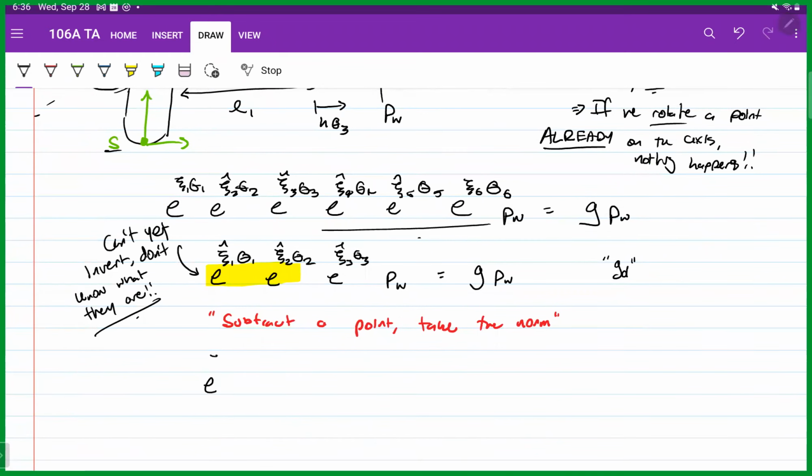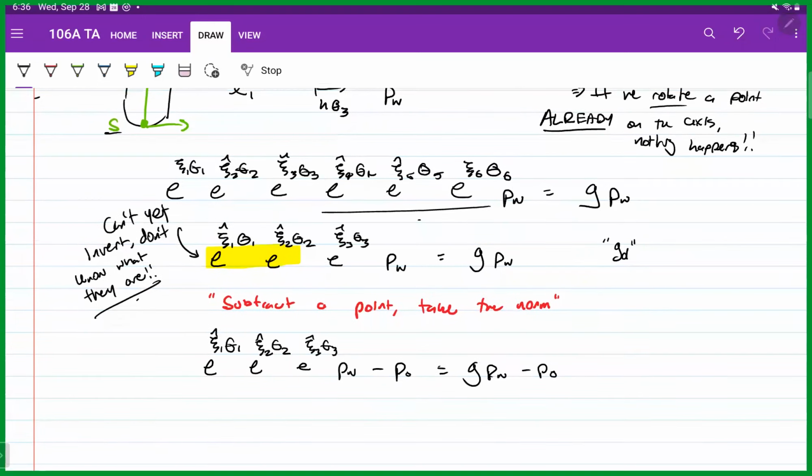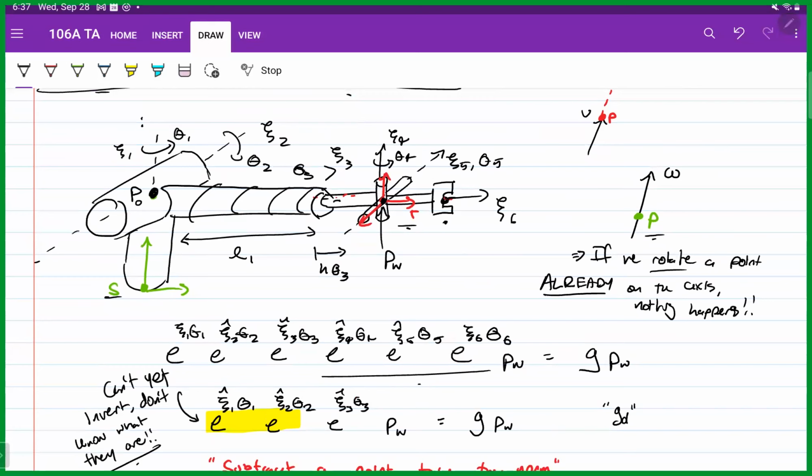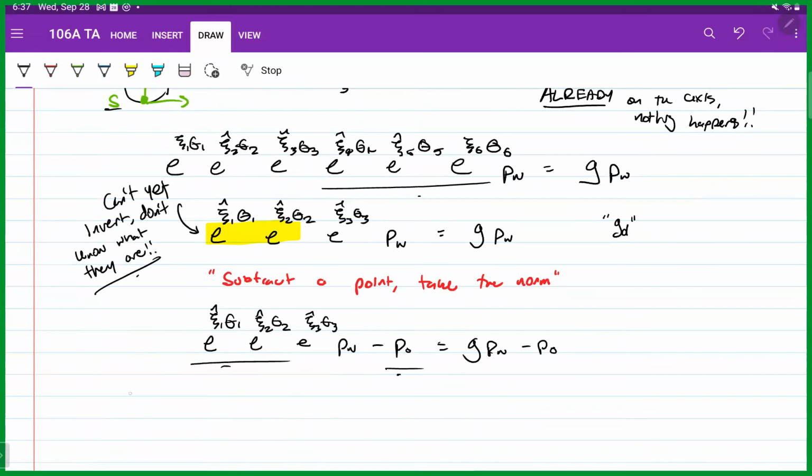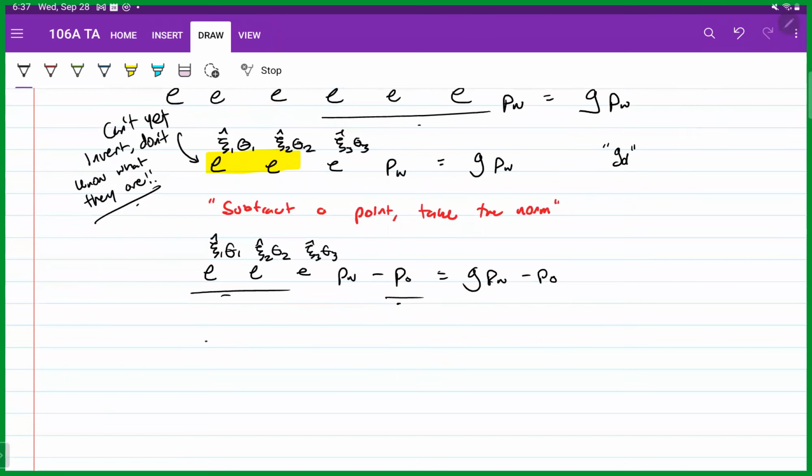Okay, so we have e to the xi1 hat theta 1, e to the xi2 hat theta 2, e to the xi3 hat theta 3 times Pw minus this point that we might not fully understand yet. So P0 equals G times Pw minus P0 on this side. Okay. Now the next thing is that I know that e to the xi1 and e to the xi2 are going to do absolutely nothing to this point P0, right? Since this point P0 is on both of their axes. So if I multiply these two by this point P0, it's not going to have any effect. We're going to have the same equation.